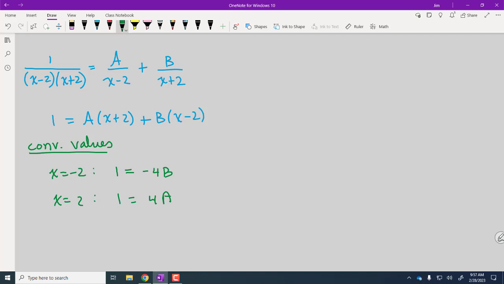So the convenient value method is a great way to go if you have just linears. It's one of the few times in math we can say, it will always be faster using convenient value if you have distinct linears. It's always going to be faster.